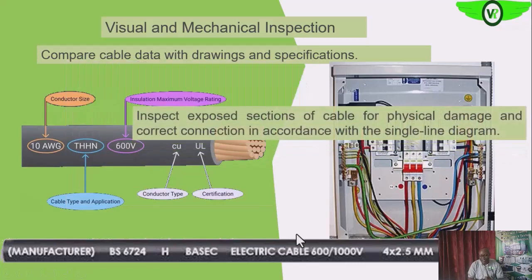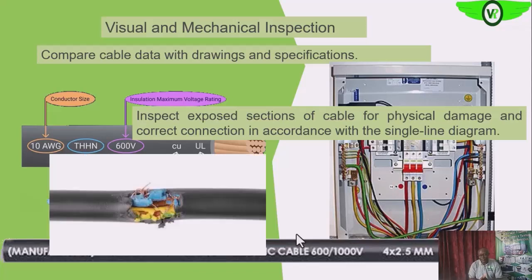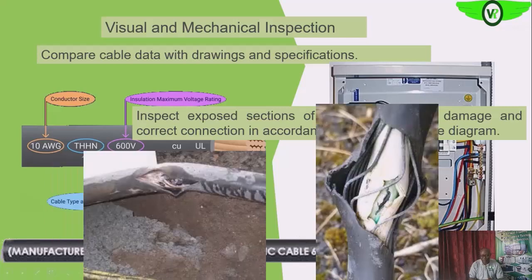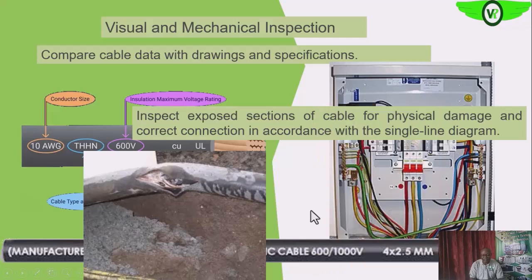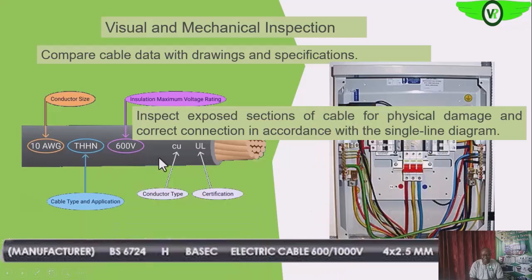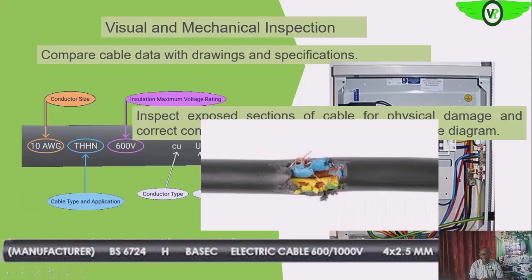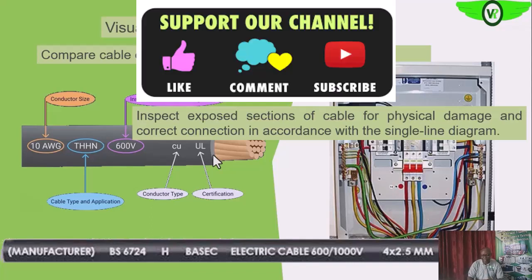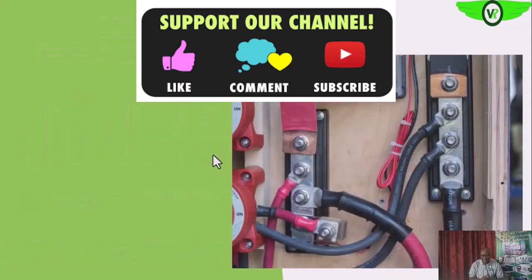So the next thing that we need to look at is the exposed sections of the cables. We need to look if there is any physical damage. The insulation, if anything has happened to it, if it has been damaged, we know that will drastically reduce the insulation of the cable at that particular point, and thus reduce the integrity of the cable. So we need to check for any physical damage on the cable.